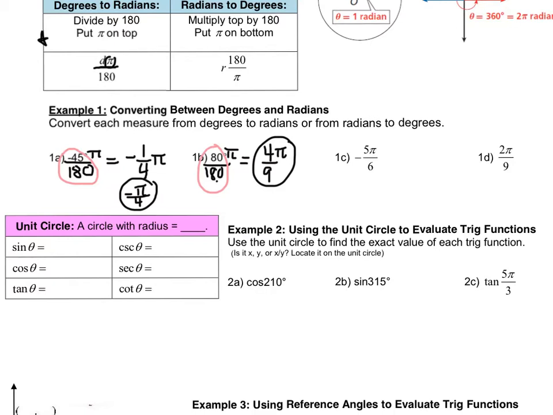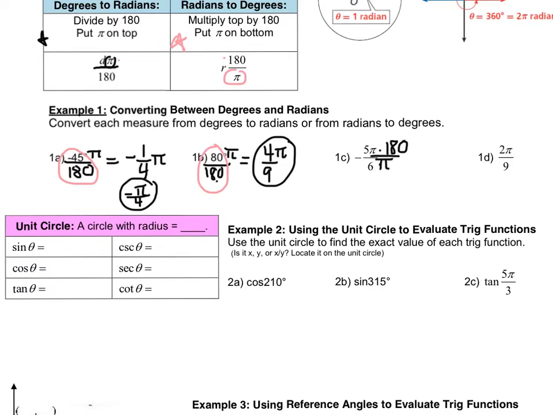Next for 1c, this time we want to go from radians back to degrees, so we're going to use this formula. We're going to do the opposite. Instead of dividing by 180, we're going to multiply by 180, and instead of putting pi on top, we're going to put pi on bottom. So let's multiply the top by 180, and on bottom, we're going to put a pi.